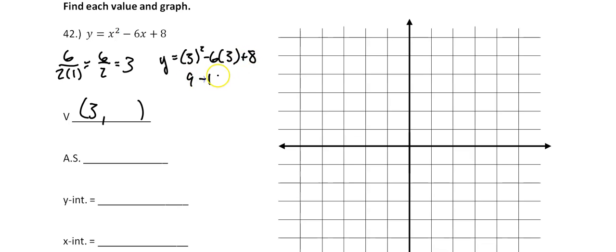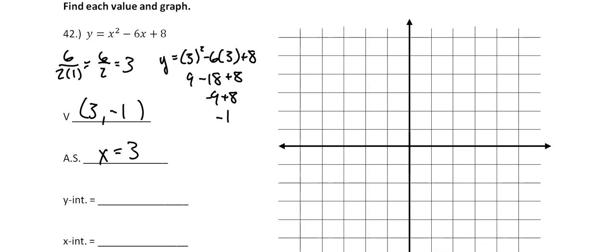So let's see, that's 9 minus 18 plus 8. That's a negative 9 plus 8, which is a negative 1. And so that's my vertex. Axis of symmetry is always x equals the x value from the vertex, so x equals 3.